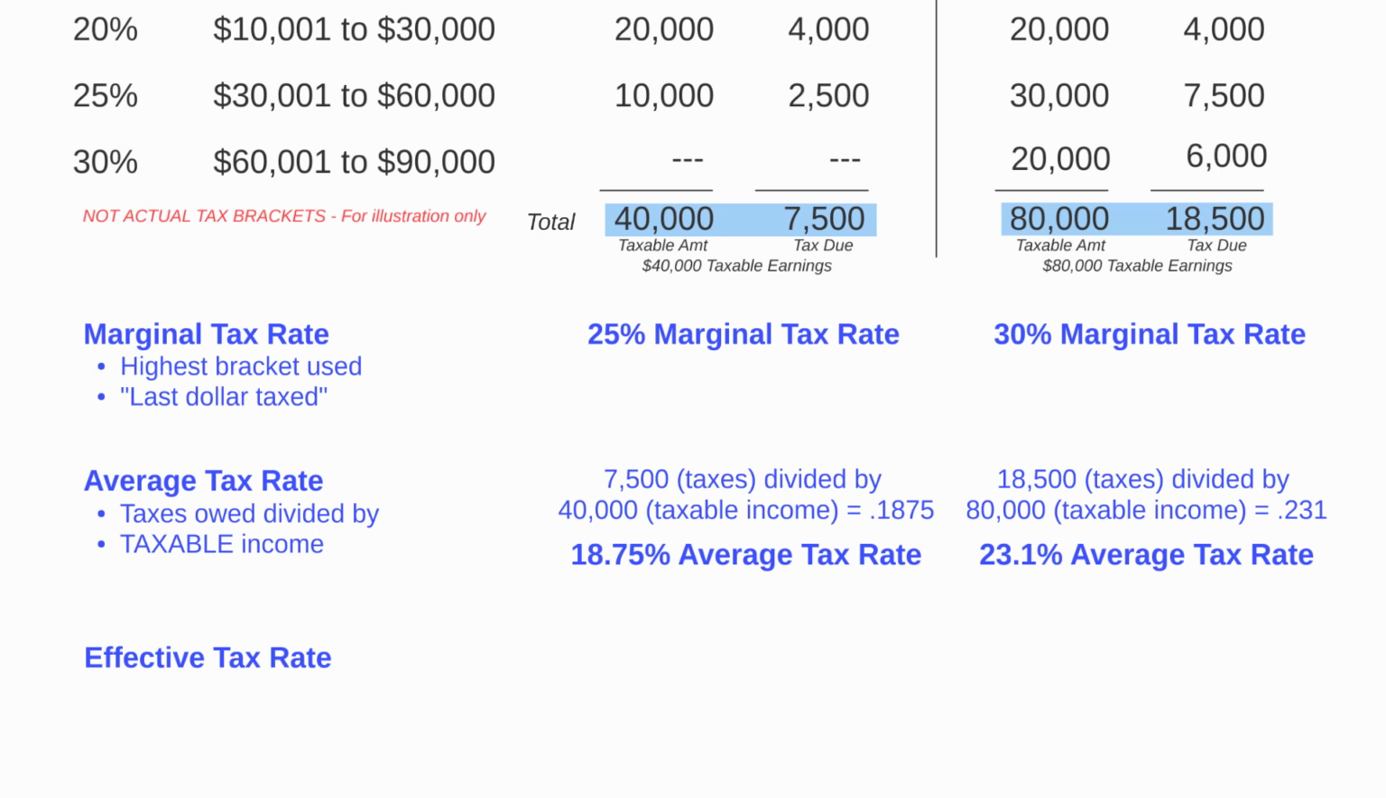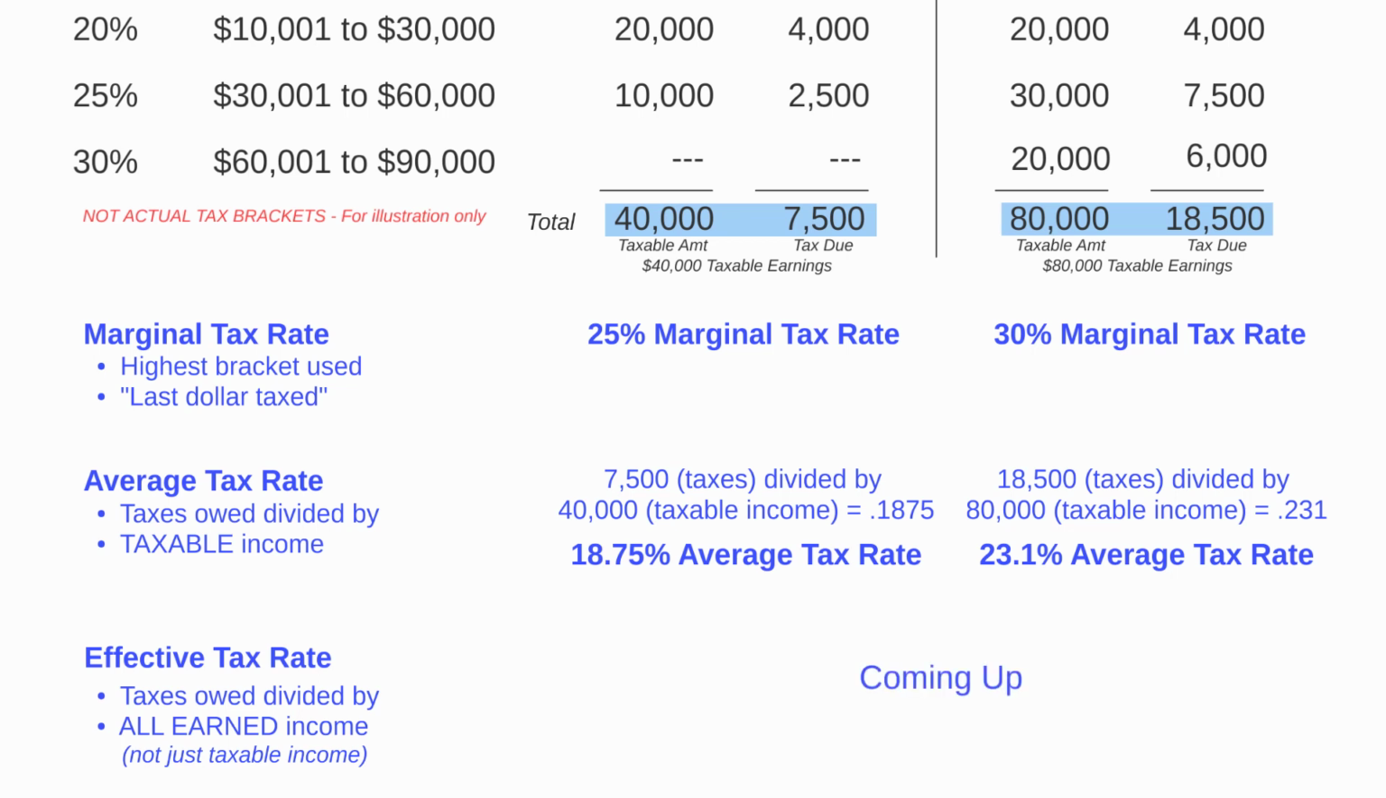So we've talked about marginal tax rate. We've talked about average tax rate. The third one is the effective tax rate. The way we work through that is we take that same tax amount, but instead of dividing it by the taxable amount, we divide it by all the income that's earned. What does that mean? I'm going to explain it to you in just a second.